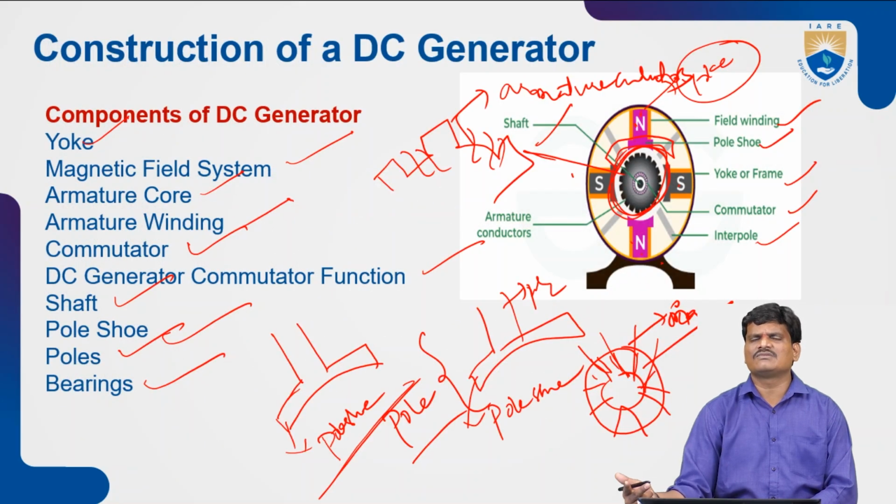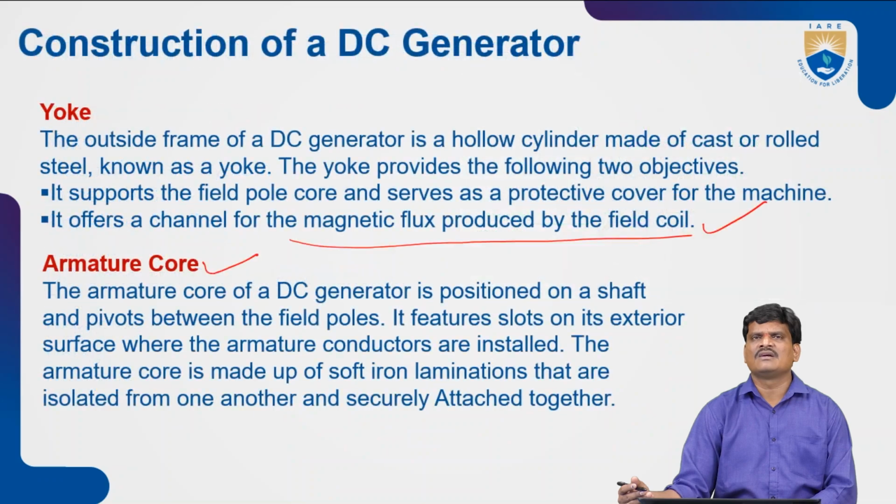Coming to the components, there are different major components used in a generator in order to produce the EMF as an output. They are the yoke, armature core, armature winding, commutator segments, shaft, pole shoes, poles, and bearings. And we have discussed the importance of each and every component present here.